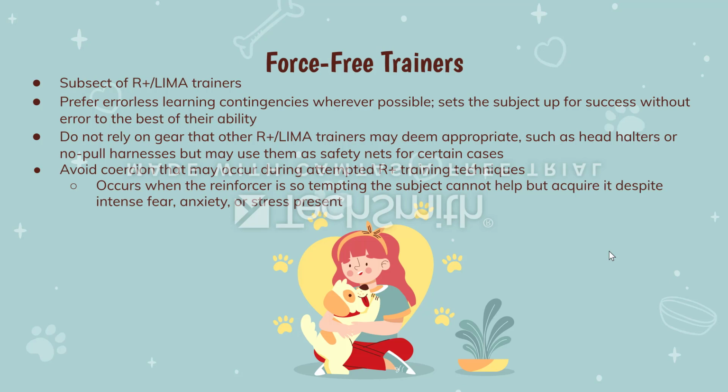We also avoid coercion that can occur sometimes during positive reinforcement training techniques. And coercion occurs when the reinforcer is so tempting that the learner cannot help but acquire it despite intense fear, anxiety, or stress. So if, let's say, you have a dog that is nervous of new people, and you have a new person hold out a treat for this dog, and this dog is leaning in, not coming up to the person with loose, relaxed body language, but leaning in, trying to keep their feet planted, but trying to also get the treat. That is coercion.